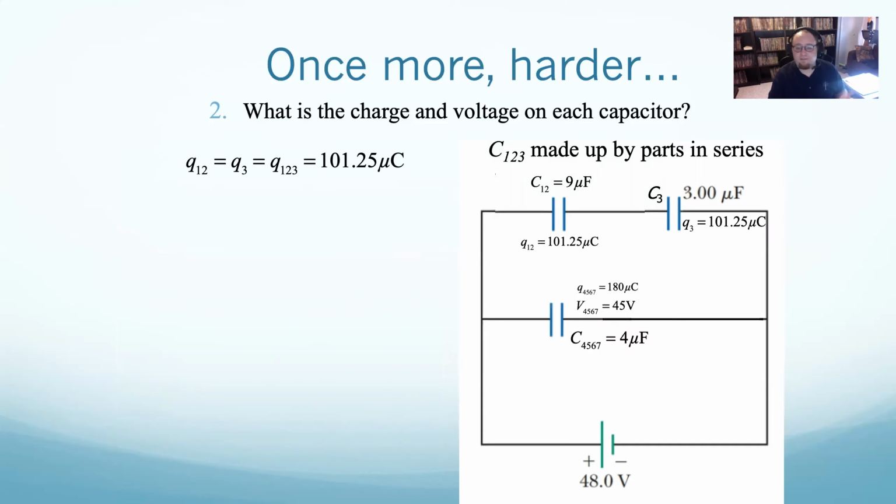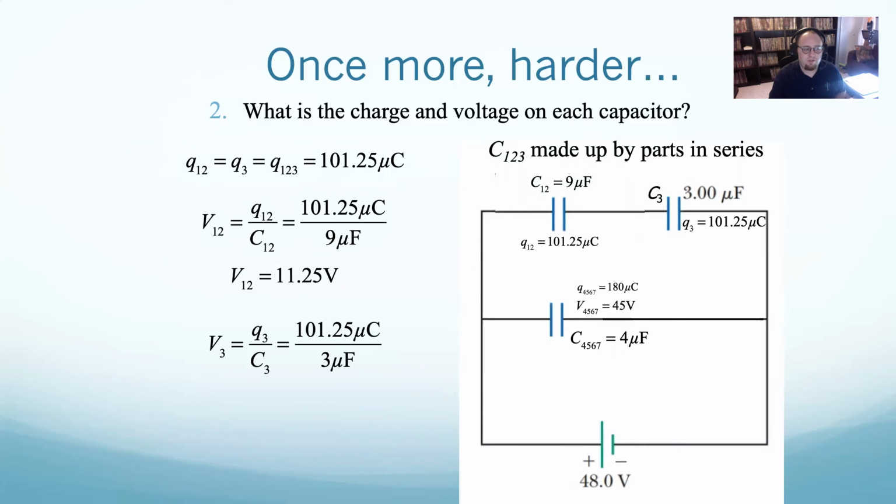Using that, I can find the voltage on 1, 2 and the voltage on 3. The good news is we finished one capacitor. We got C3 worked out. We got one. But that's the voltage on those two.